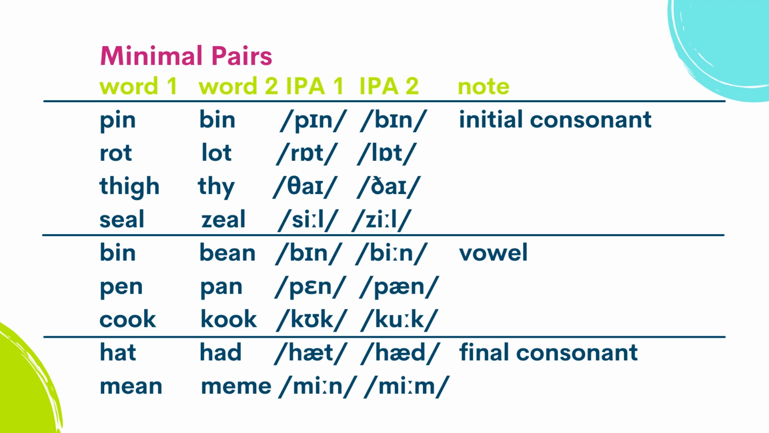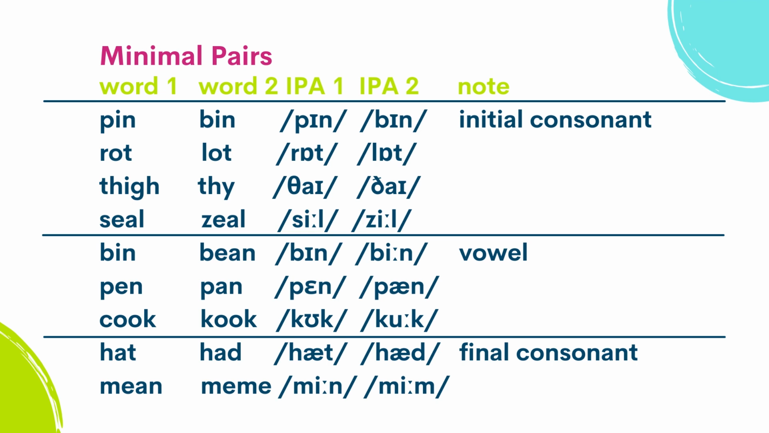Pin, bin. The difference is only in the initial consonants, that is p and b. The others are the same. Rot, lot, thigh, thy. So the only difference is in the initial consonant. Seal, zeal, s and z.